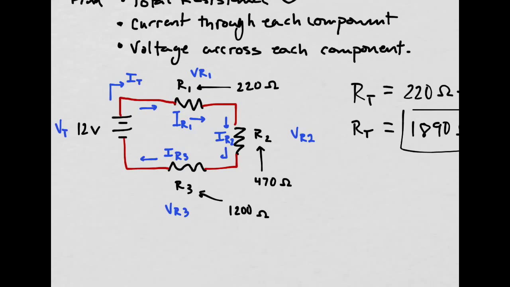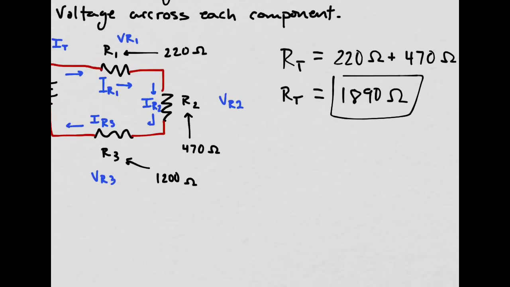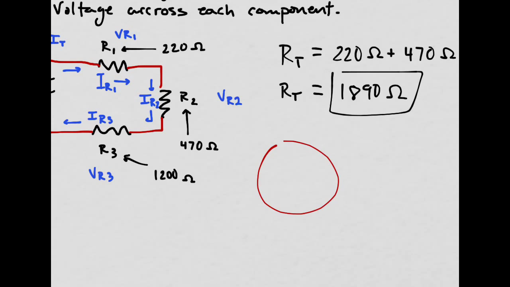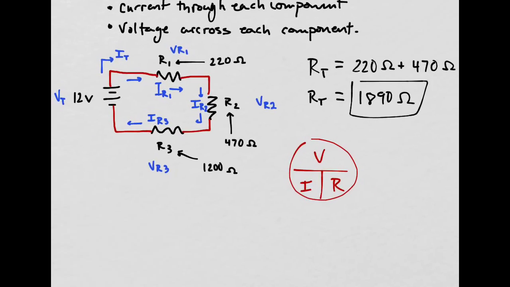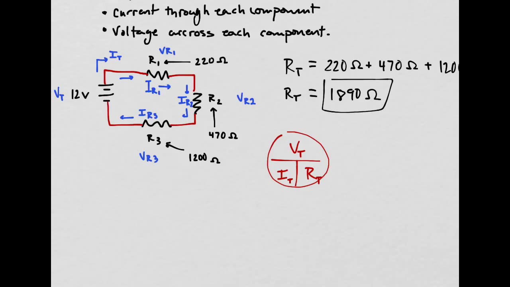Wait a minute. How do we get that current, though? We have to use Ohm's law, right? Let me draw that. Ohm's law says that these three things are related. And these are going to be totals. Maybe you should write T. These are all totals.